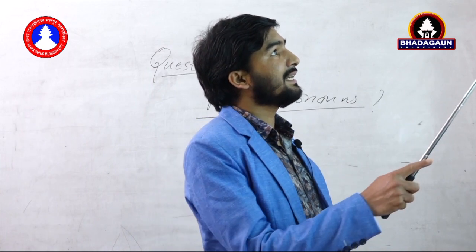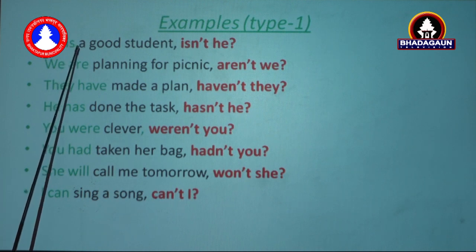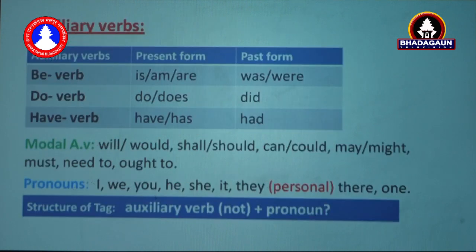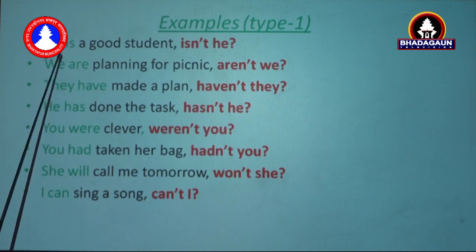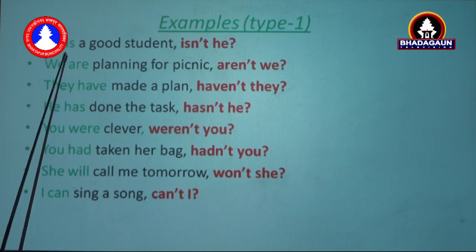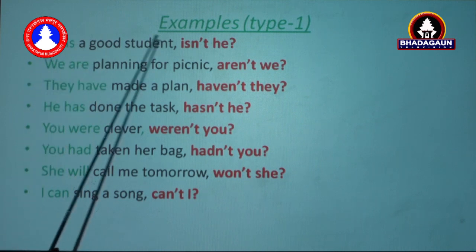Let's see, he is a good student. He is the pronoun, is is the auxiliary verb. Earlier we discussed the structure of the tag, right? The tag is the combination of first the auxiliary verb, then the pronoun. See very closely: auxiliary verb, then pronoun. Now identify the auxiliary verb and pronoun in these examples. What's the auxiliary verb? Is. What's the pronoun? He. So now we use the auxiliary verb first and then the pronoun to add the tag.